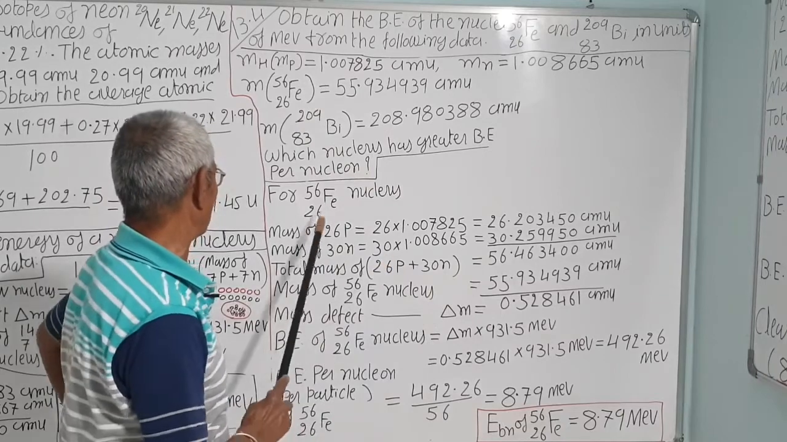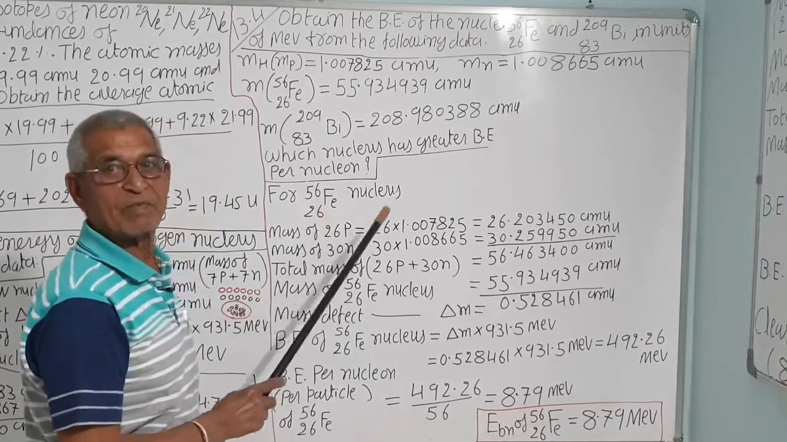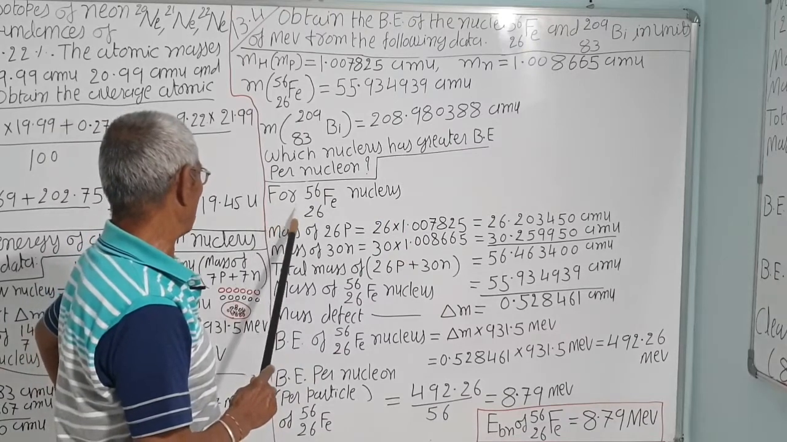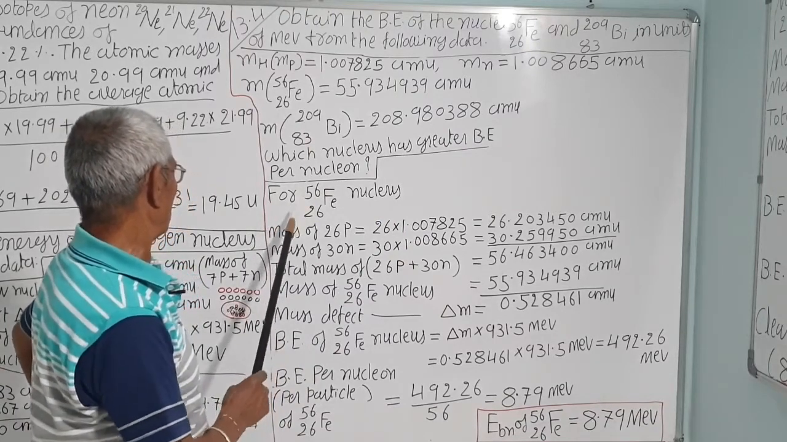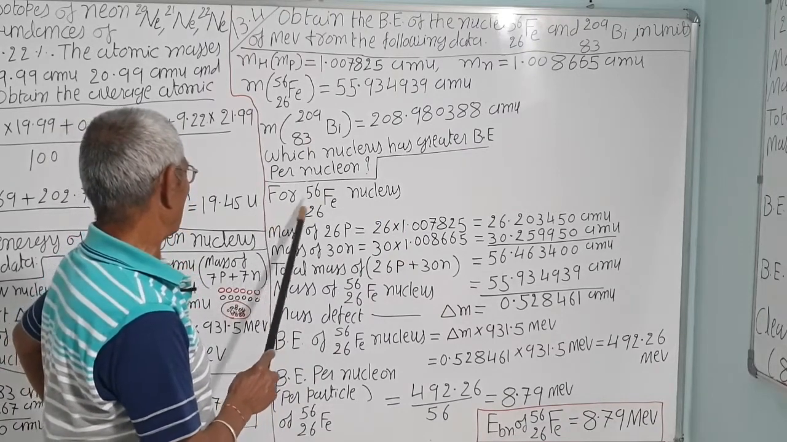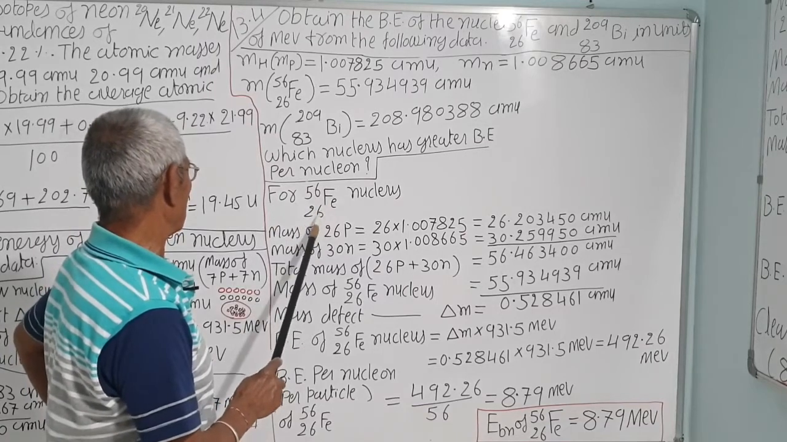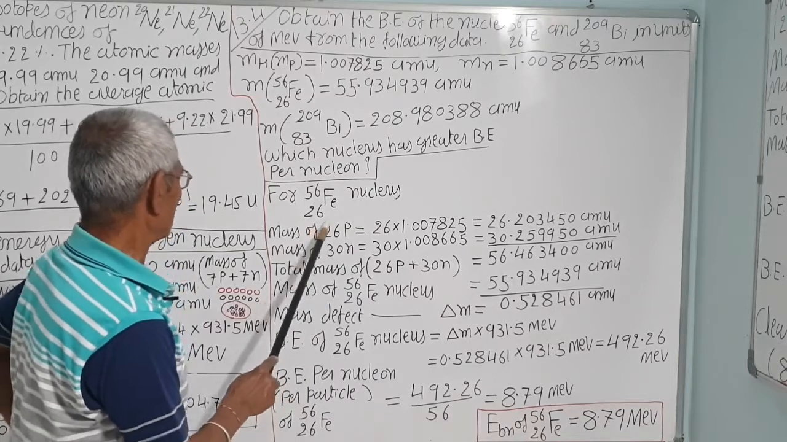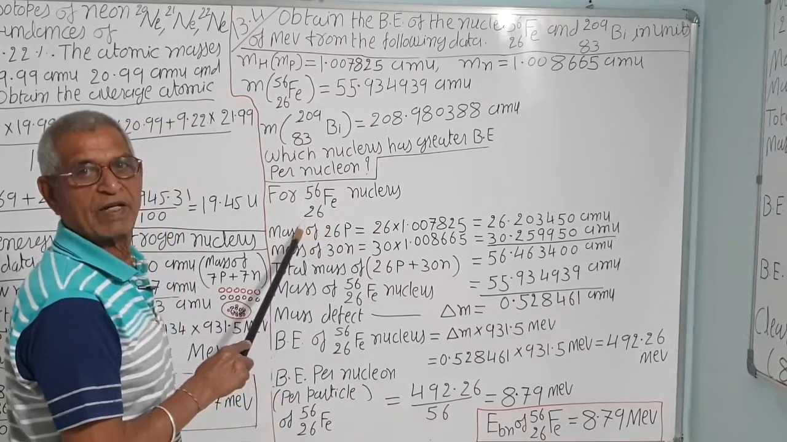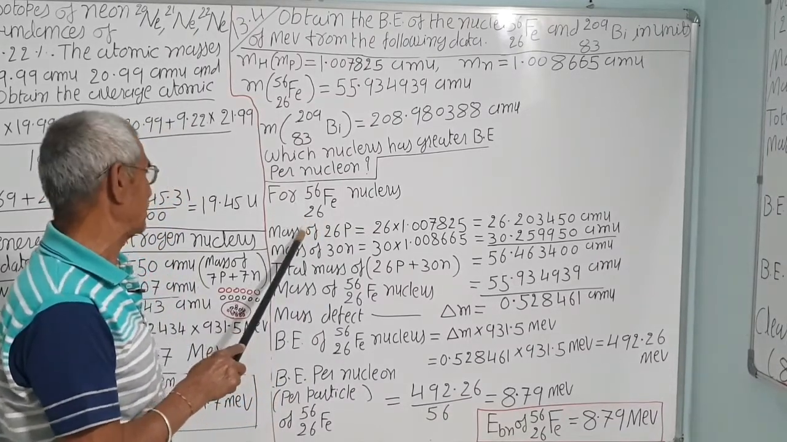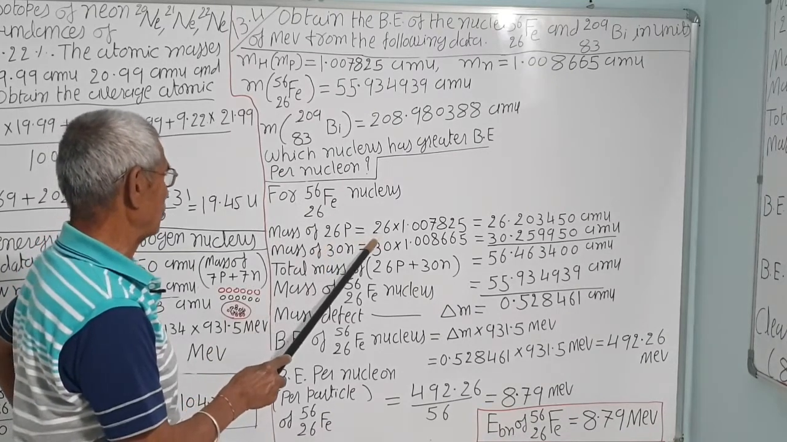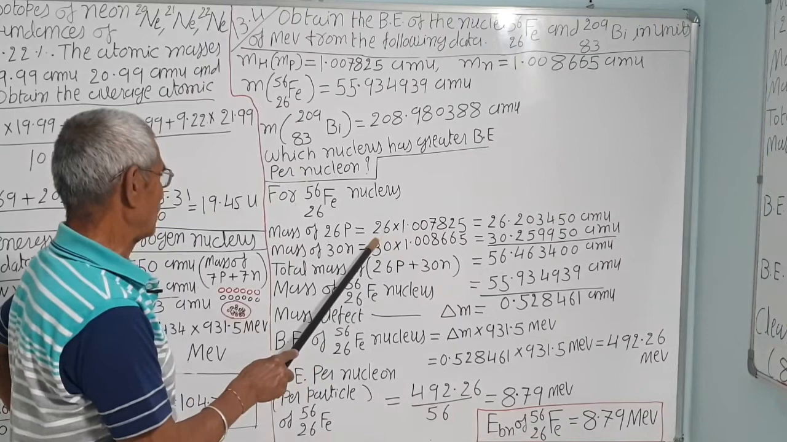Let us see the first one, iron. Iron has a maximum, we have already studied from the graph of binding energy per nucleon against the atomic number. For the iron 26, 56 nucleus, there are 26 protons and the remaining are neutrons. So 56 minus 26, that is 30 neutrons. So the mass of 26 protons is equal to the mass of 1 proton into 26.